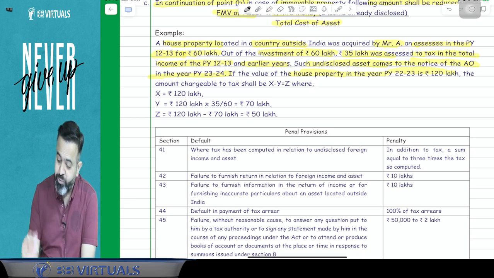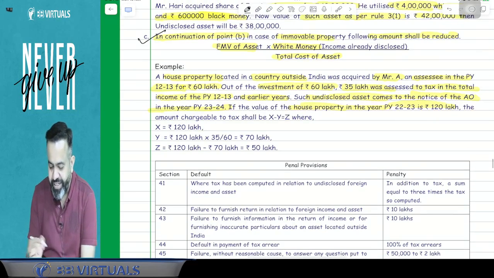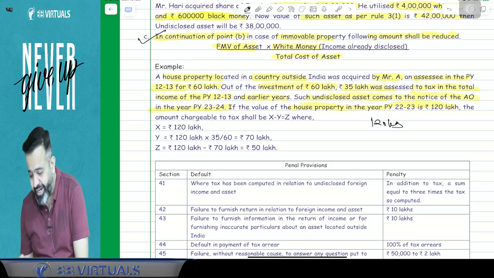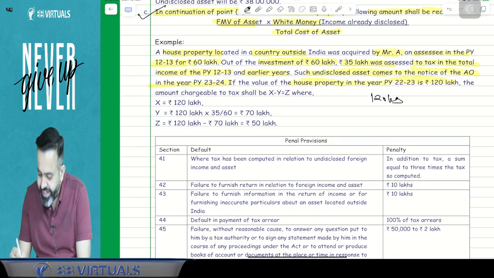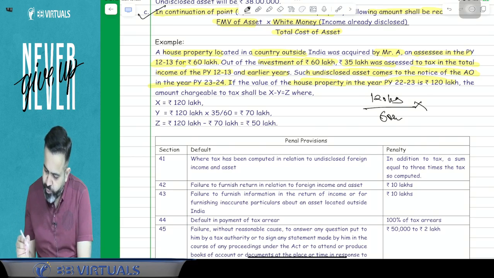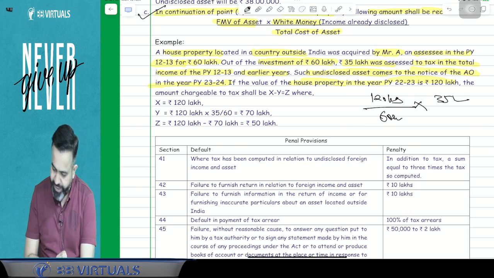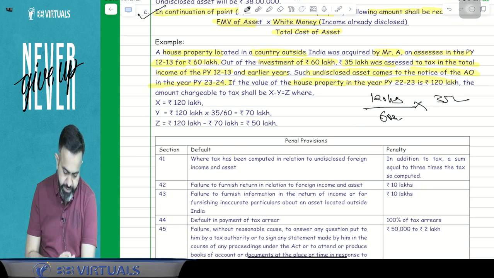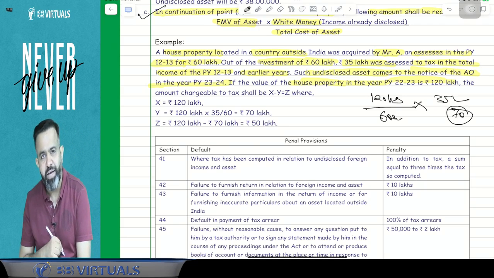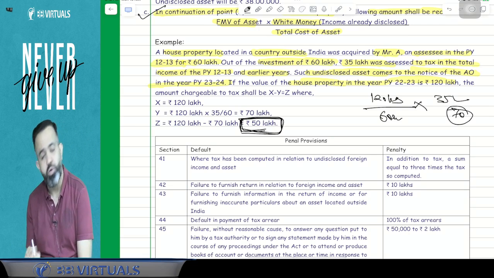So here we have to do the proportion when there is an immovable property. Today's value is 120 lakh. And guys, in this 120 lakh, how much have you invested? 60 lakh. And what was the white money? White money was 35 lakh. So multiply by 35 lakh. So here, if you do the proportion, 120 divided by 60 multiplied by 35, it comes to 70. So 70 lakh is your white money value. So the remaining 50 lakh is your black money value. So this will be considered in your value of the asset.